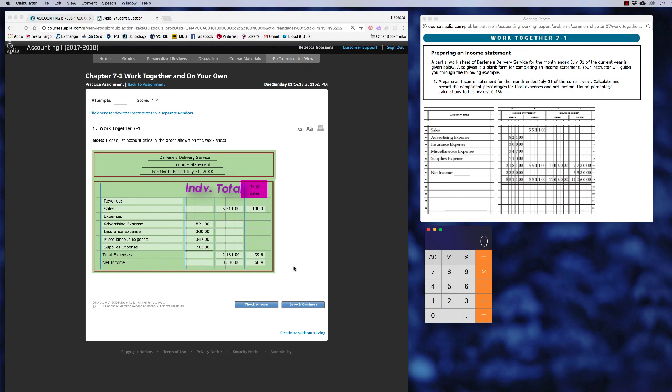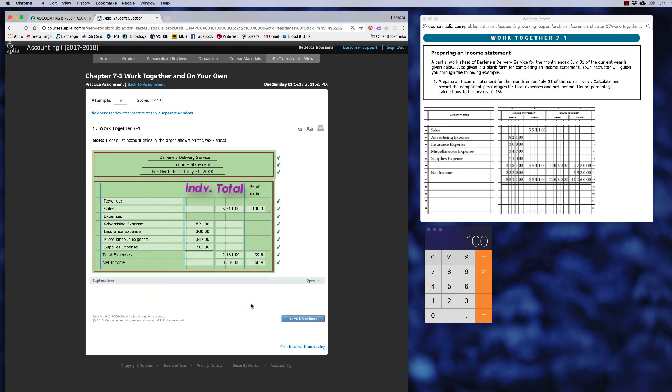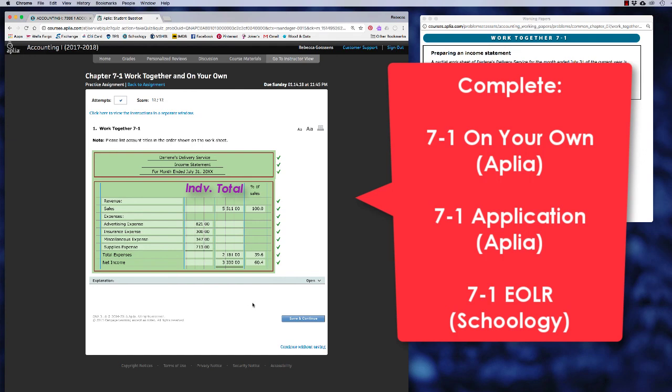And again, I can double check this. I can take my two numbers, and 39.6 plus 60.4 should equal that 100% of sales. So if you check your answer, that should take you through the working together. At this point, you're going to want to do the 7-1 on your own, the 7-1 application problem, both located on Aplia, and then head on over to Schoology and finish out the 7-1 EOLR.